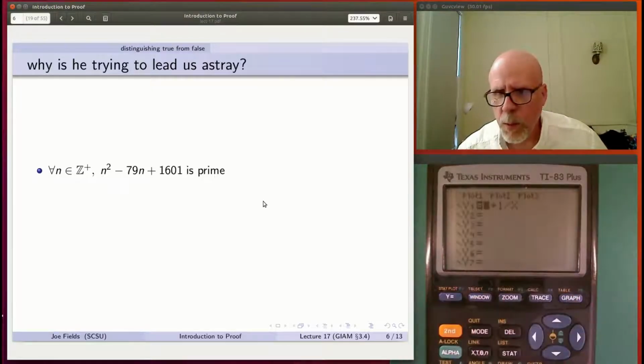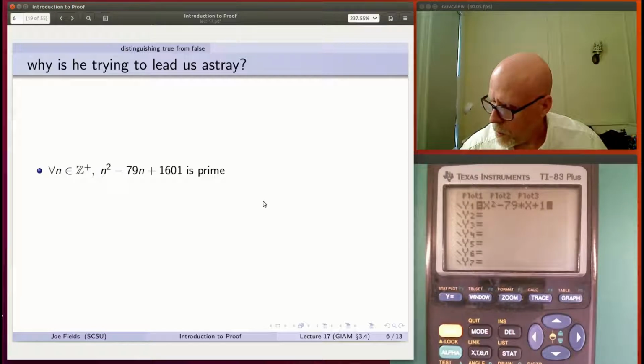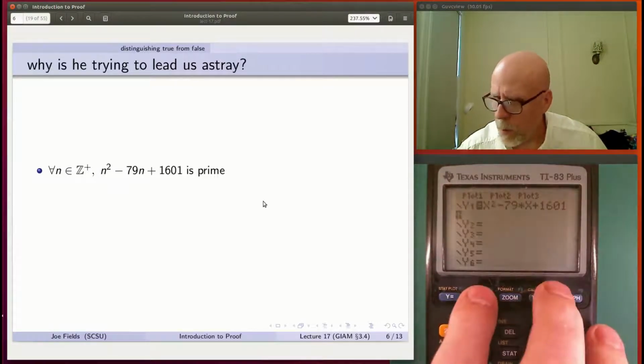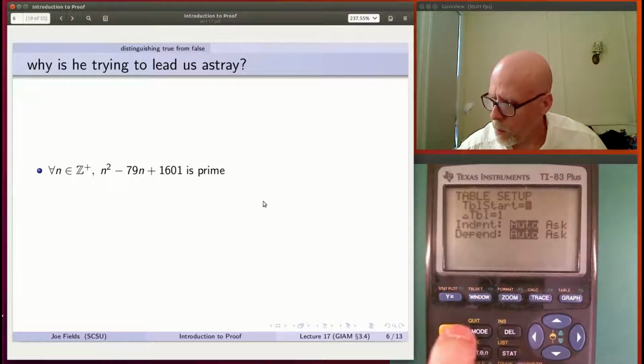Go to y equals, and we will put in that formula. Of course, it'll have x's in it instead of n's, but x squared minus 79 times x plus 1601. Right? And let me check my table setup. We're starting at 0 and we have an increment of 1. That's great. So we'll look at the table.